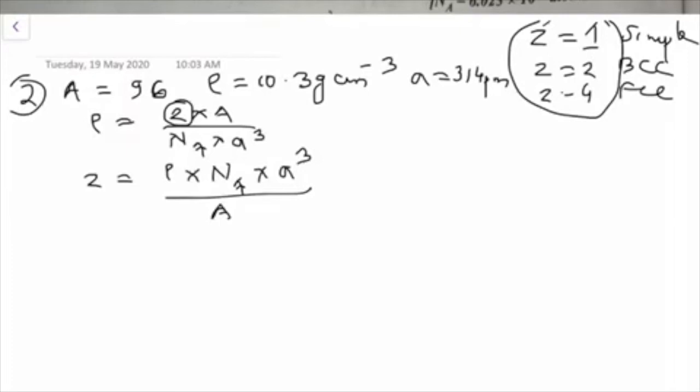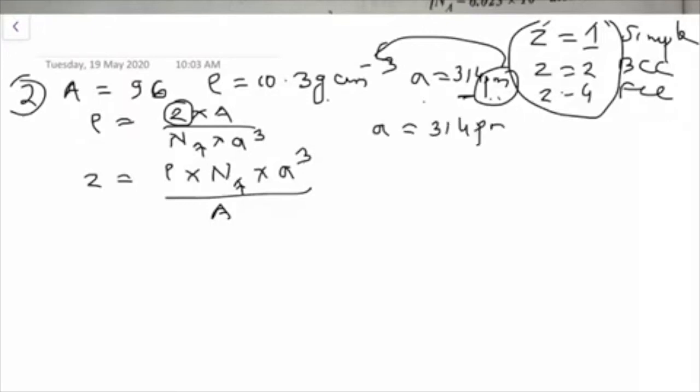Now let us write down, some modification is required. The first modification that is required is either you convert A, which is your edge length given in picometer, into centimeter because the density is given in centimeter, or you convert this into picometer. It's your wish whether you convert density into picometer or you convert the edge length into centimeter. I think it will be easy if I convert it into centimeter.